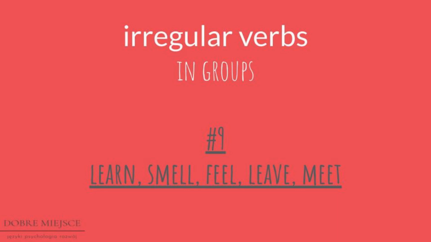Now you will hear 5 examples of irregular verbs listed in the following order. 1. The infinitive, the basic form of the verb. 2. Past simple form. And 3. Past participle form. Examples. 1. Learn, learned, learned.